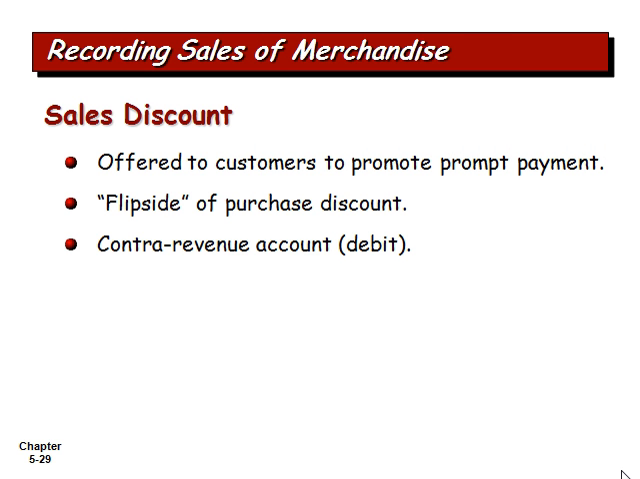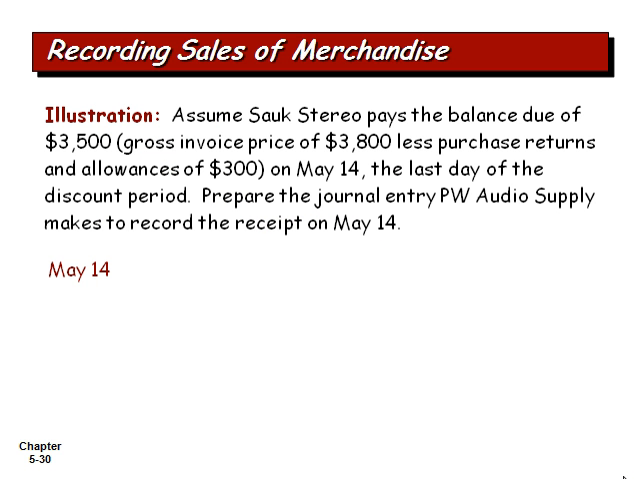Sales discounts are offered to customers to promote prompt payment. They're the flip side of a purchase discount. They're a contra revenue account, a debit item. Illustration: assume Stock Stereo pays the balance due of $3,500. Gross invoice price of $3,800 less the $300 allowance that we gave them.